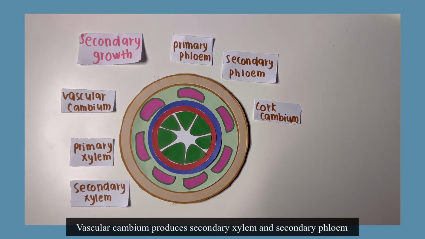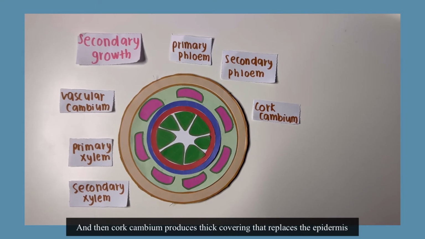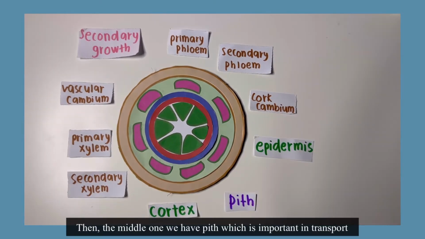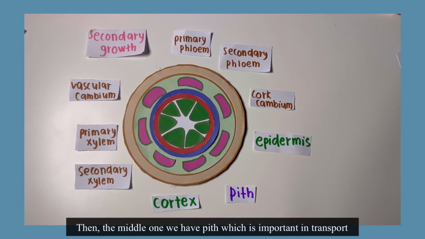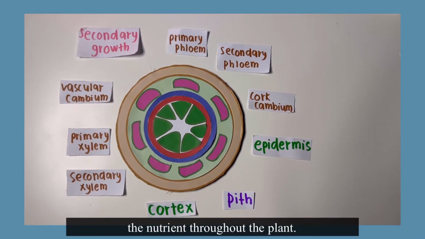Vascular cambium produces secondary xylem and also secondary phloem, and then the cork cambium produces thick covering that replaces the epidermis. And then the middle one, we have pith, which is important in transport of the nutrient throughout the plant.